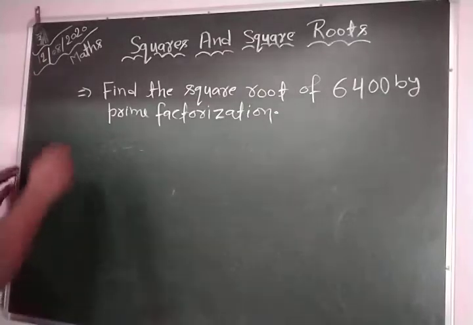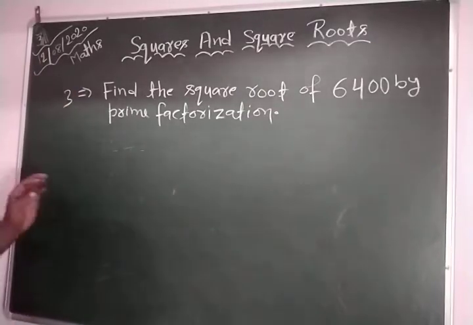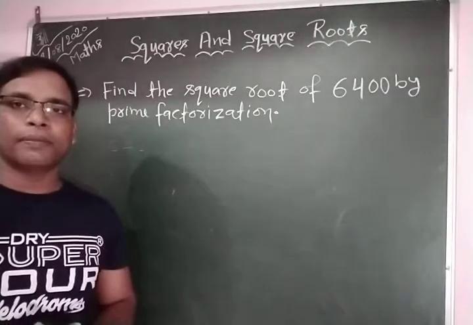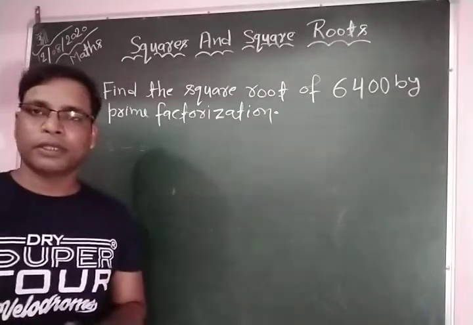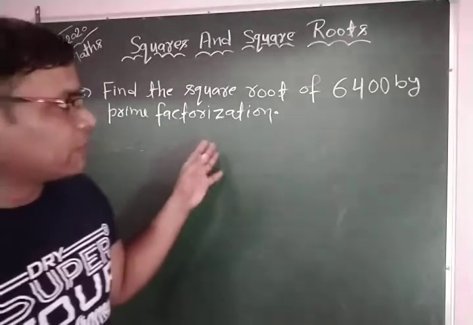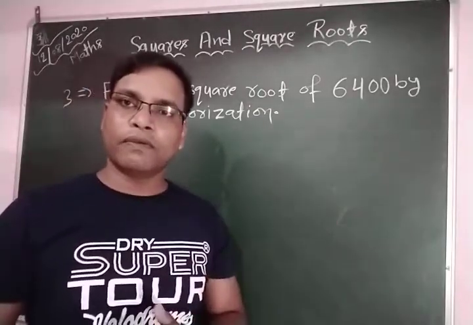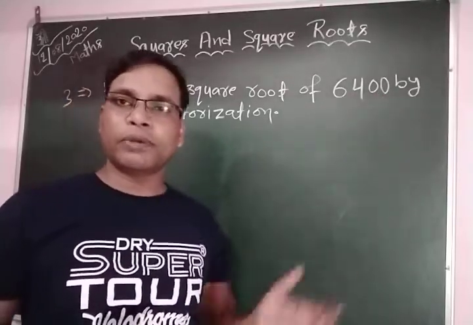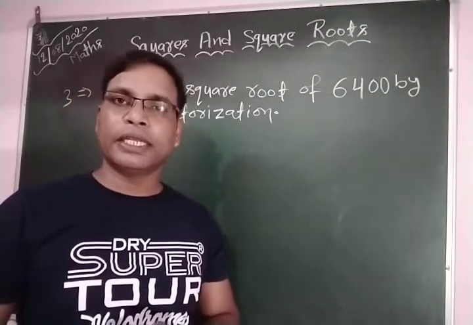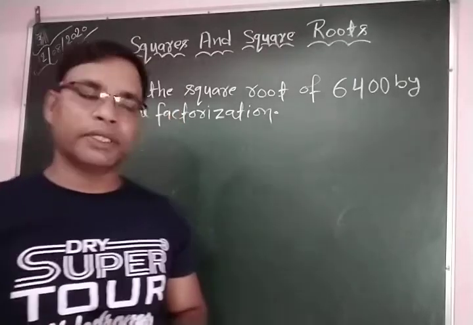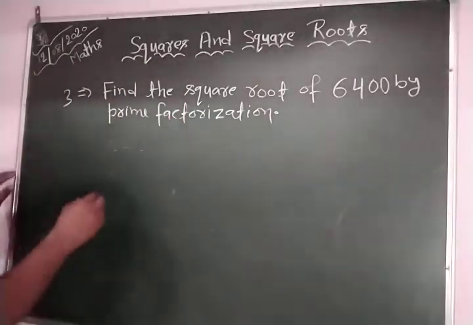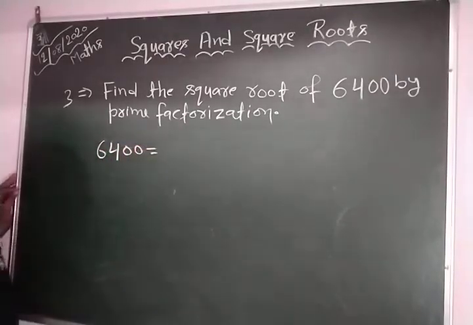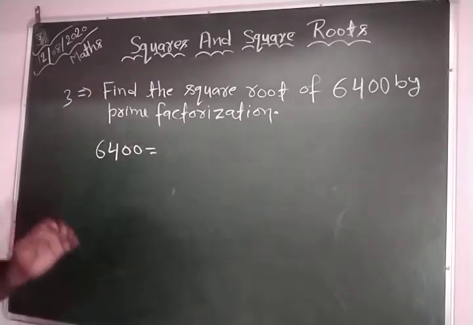Okay, this is the third example. We find the square root of 6400 by the prime factorization method. Why do we say this is the prime factorization method? Because we break it into prime numbers. We break the given number into a product of prime numbers, then we can say this is the prime factorization method. So first we write the given number 6400 as a product of prime numbers.